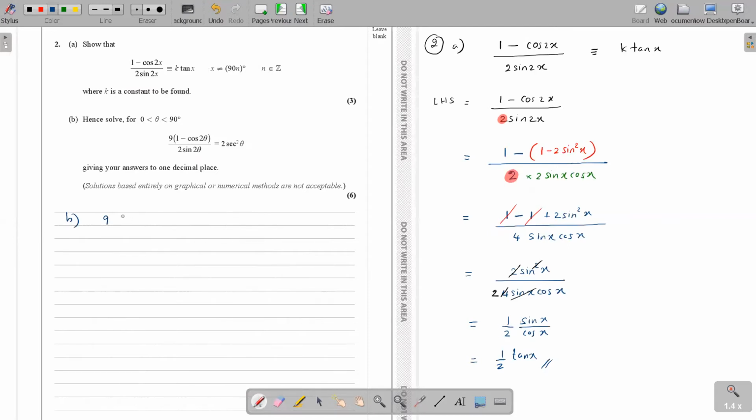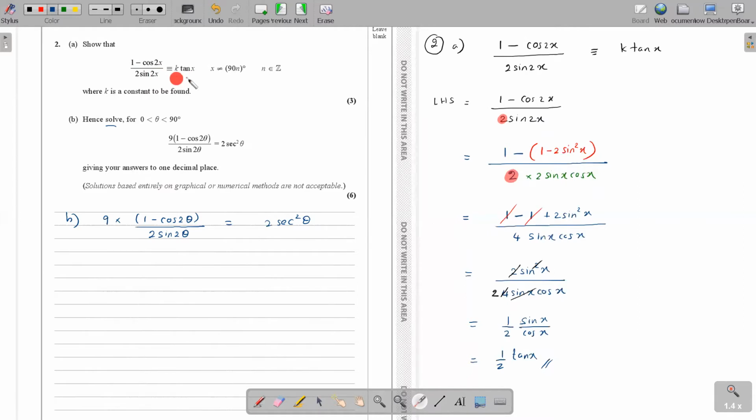So 9 times (1 minus cos 2 theta) over 2 sin 2 theta equals sec square. So you're supposed to solve. Solve means obviously you need to find the value of theta, isn't it? As you can see, these two sums are almost identical, just that the x is replaced by theta. So all you have to do is, in your answer k tan x, also replace the x by theta. So I think we found the answer here.